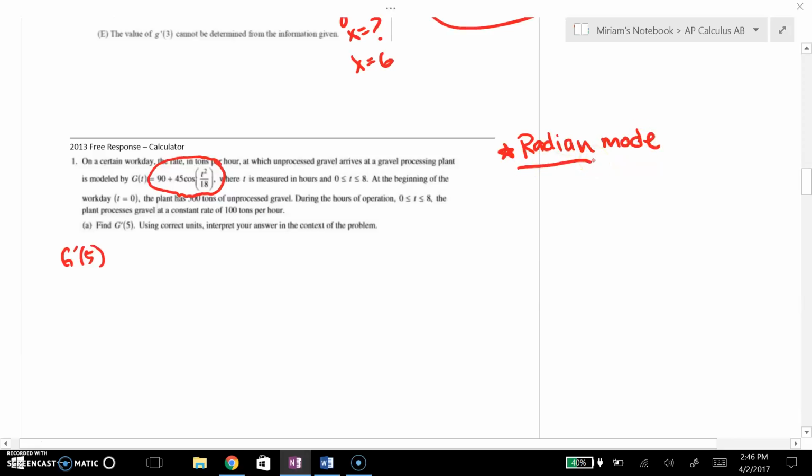Radian mode. Now if you aren't sure how to do that, you can raise your hand. I can help you, but you need to make sure that your calculator is in radian mode.